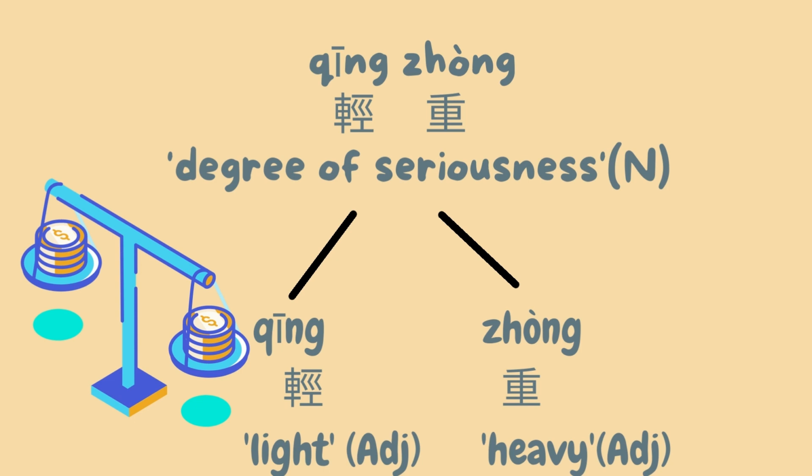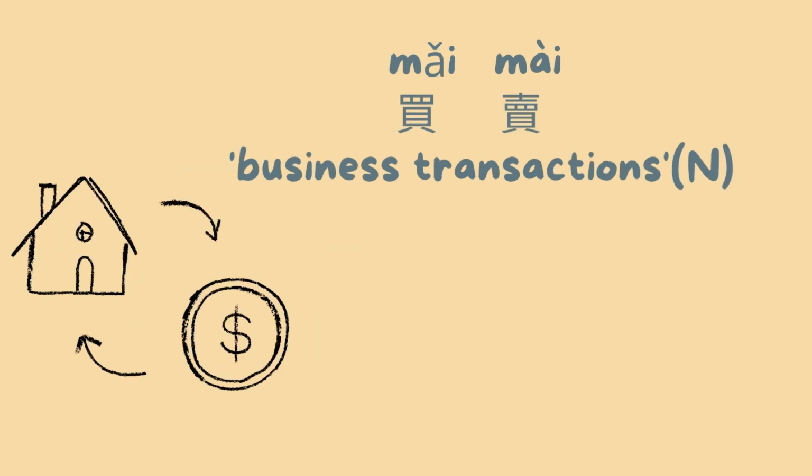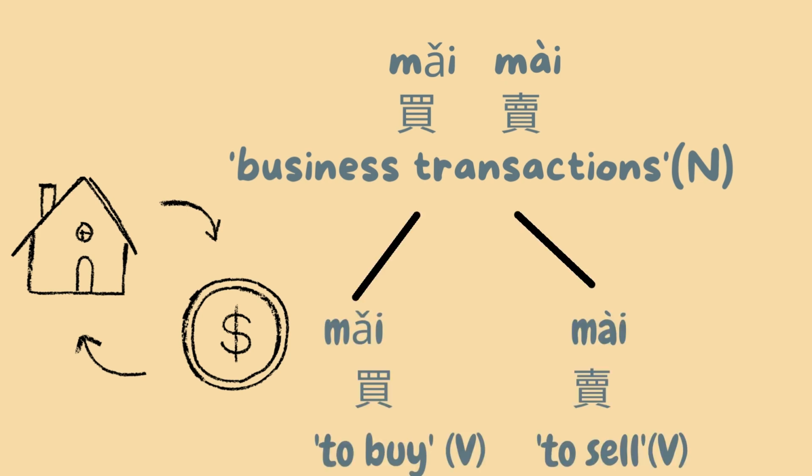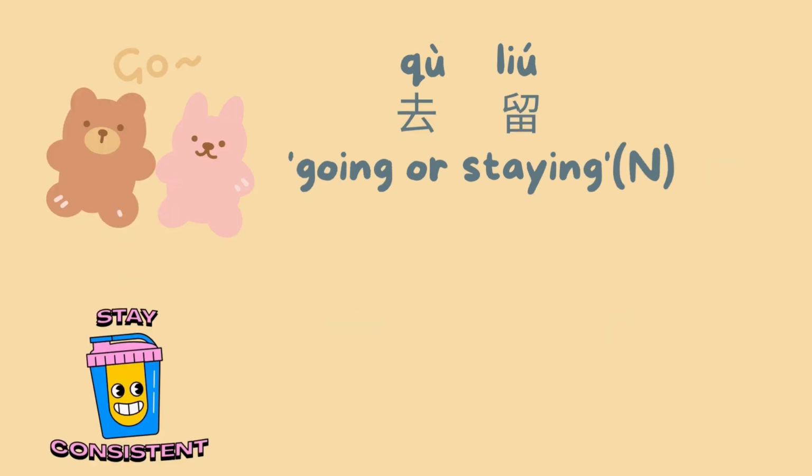The constituent characters 轻, light, an adjective, and 重, heavy, an adjective, are antonymous. The meaning of the word they form is the combination of the two characters that make it up. Degree of seriousness, a noun. The next one is 买卖, business transactions, a noun. The constituent characters 买, to buy, a verb, and 卖, to sell, a verb, are antonymous. The meaning of the word they form is the combination of the two characters that make it up. Business transactions, a noun.